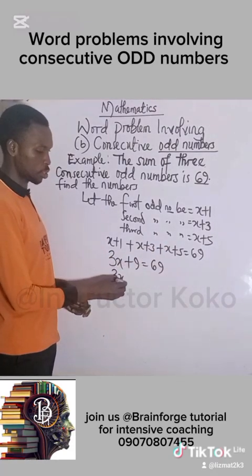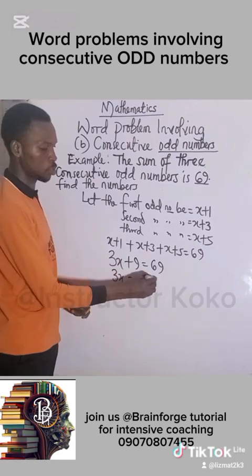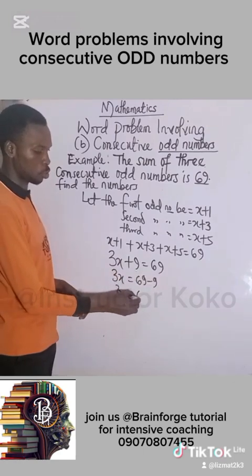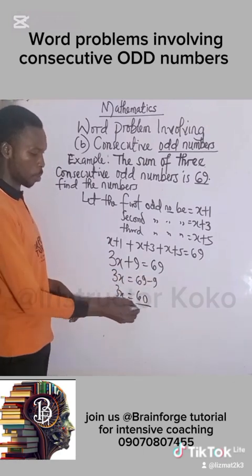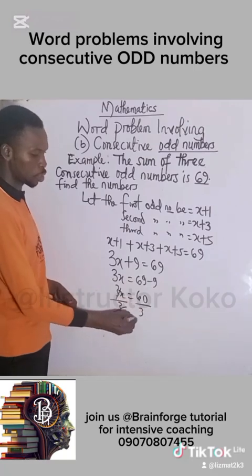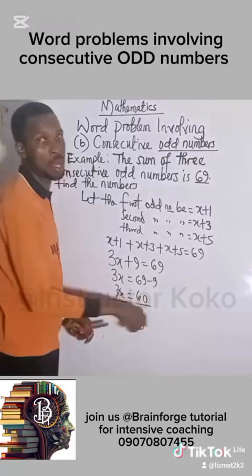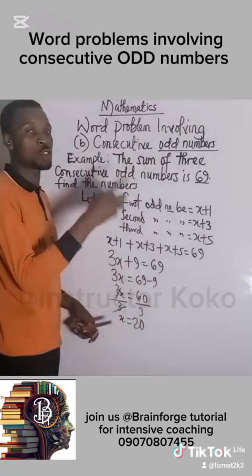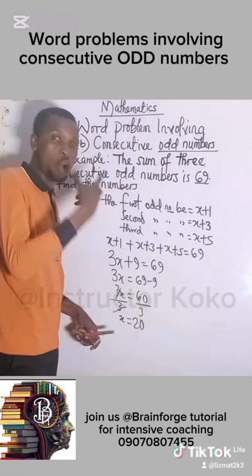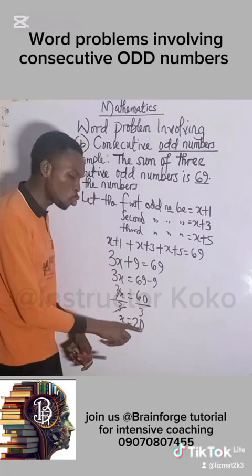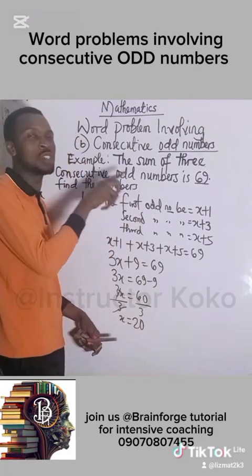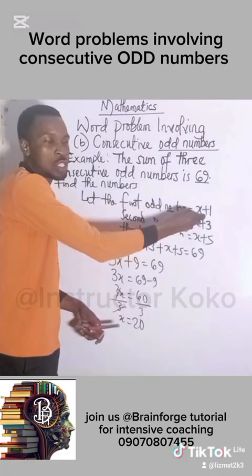So 3x is equal to 69 minus 9. So 3x is equal to what? 60. I'll divide both sides by 3. 3 cancel 3. X is equal to 20. Can you see that the value of x is an even number, but the first number is supposed to be a what? Must be an odd number. That's why I said the first number will be an even number, but that is not the real number. So you have to add 1 to it.